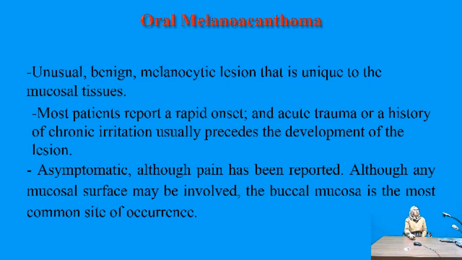The other lesion is oral melanoacanthoma, considered as an unusual, benign, melanotic lesion that is unique to the mucosal tissues. Most patients report a rapid onset, and acute trauma or a history of chronic irritation usually precedes the development of the lesion. Asymptomatic, although pain has been reported. Although any mucosal surface may be involved, the buccal mucosa is the most common site of occurrence.